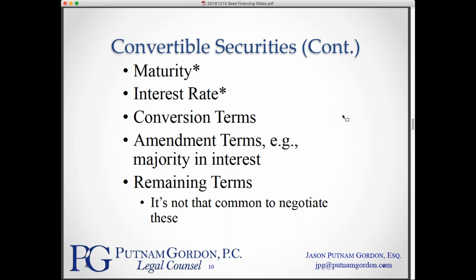So you don't necessarily want to have to run around to each note holder and have them sign off on the amendment. You want to have a mechanism so that the person or people who hold the majority in interest can do it. So let's say you raise like $1,000,000, you want to be able to go to the people so that so long as you've gotten $501,000 worth of note holders signing off, you can change the terms. Now, it's not that common to negotiate other terms. And we'll walk through some of those.